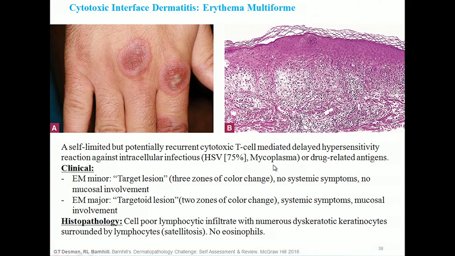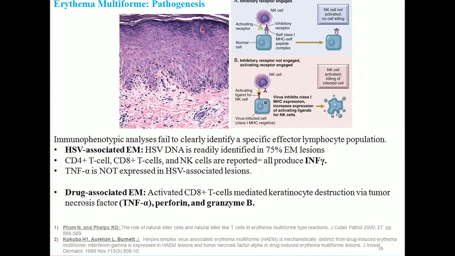Erythema multiforme is the prototype for cytotoxic interface dermatitis. It's a self-limited but potentially recurrent cytotoxic T-cell mediated response, typically against either infections or rarely drug-related antigens. It's a cell-poor lymphocytic infiltrate with numerous dyskeratotic keratinocytes surrounded by lymphocytes. And again, this satellitosis implies immunologically mediated forms of keratinocyte cell death.